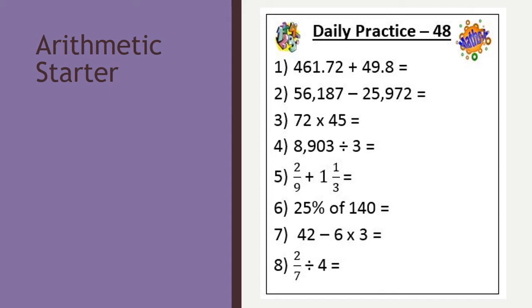Excellent, now let's run through the answers. 461.72 plus 49.8 equals 511.52. You had to make sure your decimals were lined up correctly when you used the written method. 56,187 minus 25,972 leaves us with 30,215.